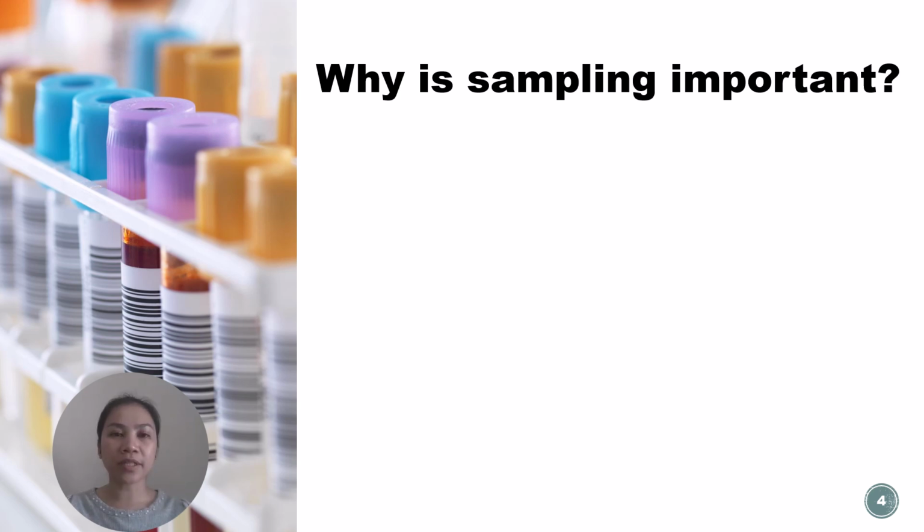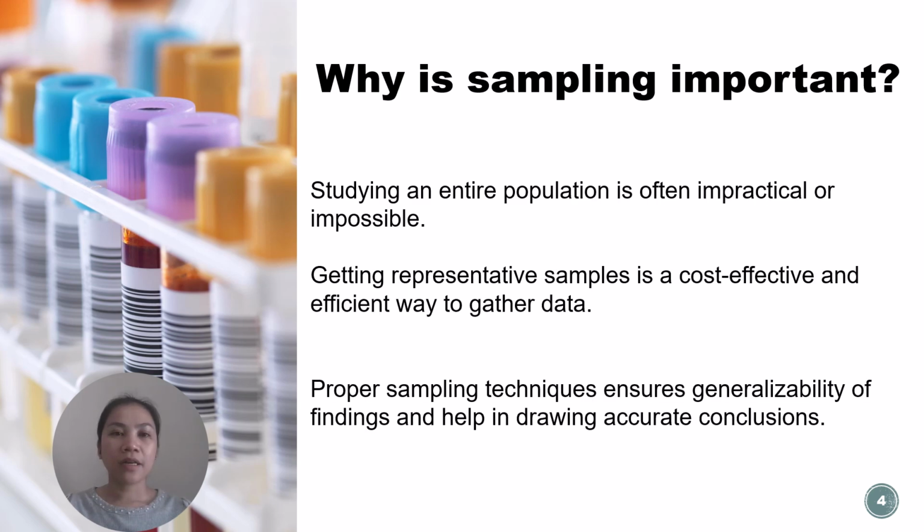Why is sampling important? In most cases, studying the entire target population in medical research is impractical or impossible due to cost, time constraints, or ethical considerations. Sampling allows researchers to gather data in a cost-effective and efficient way that can accurately represent the larger population. Proper sampling techniques ensure the generalizability of research findings and help in drawing accurate conclusions.